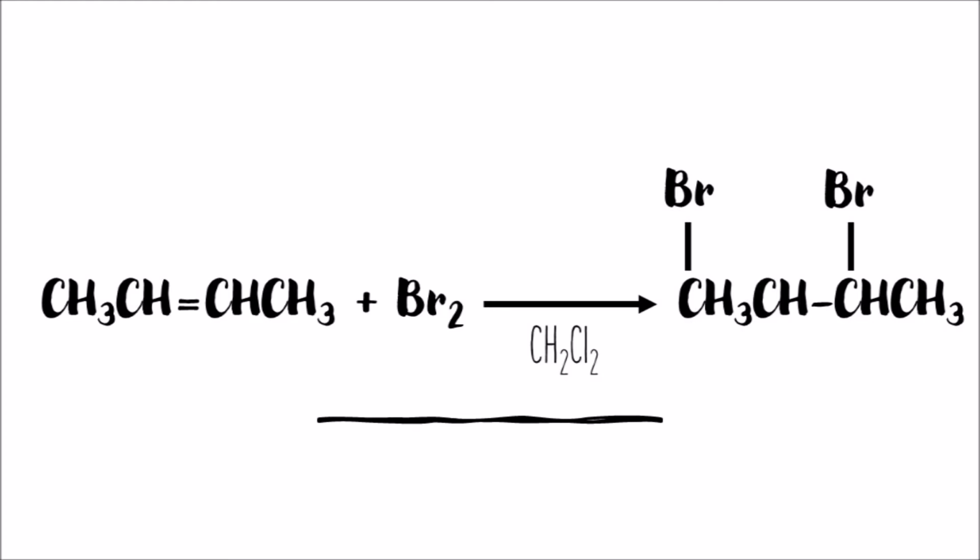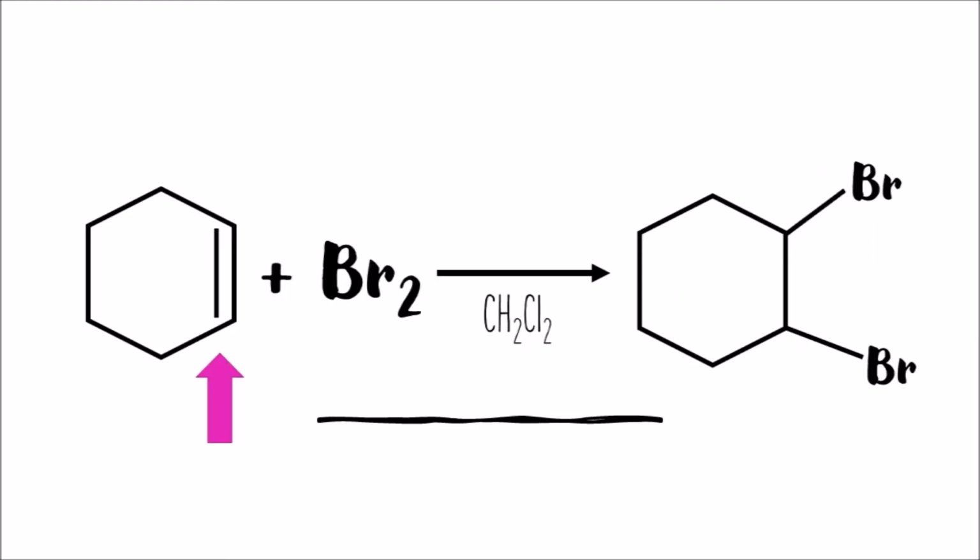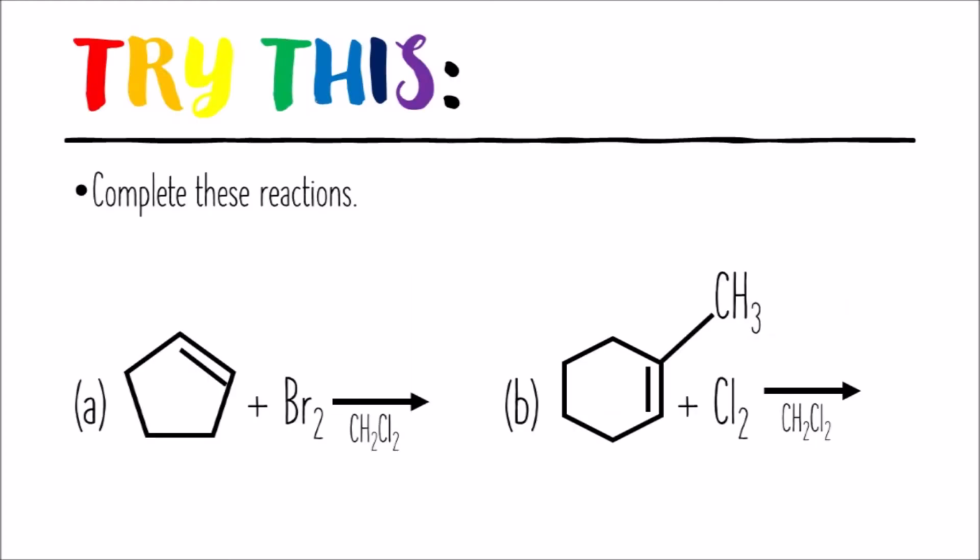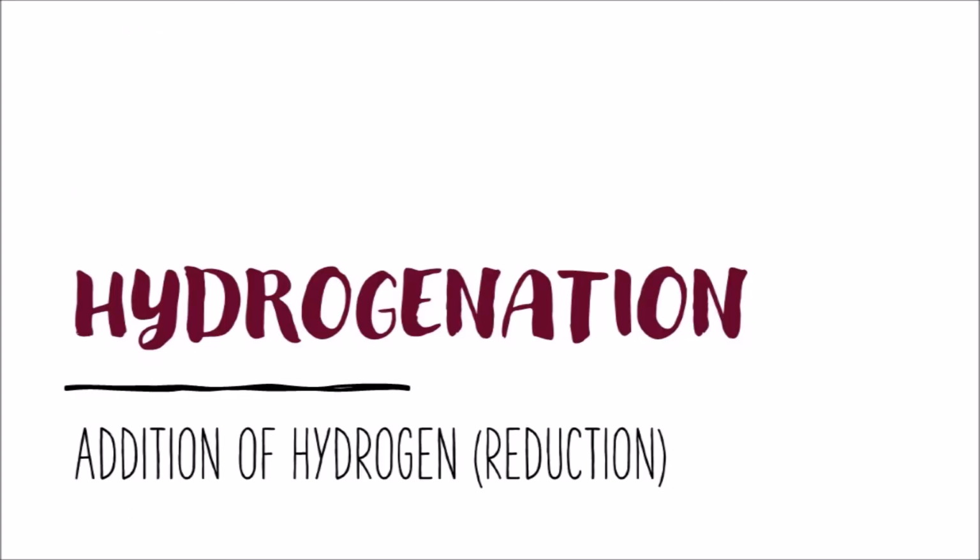And unlike alkanes, halogenation in alkenes can occur in room temperature. Now let's have a cyclohexene react with molecular bromine. In the product side, the double bond of the cyclohexene is replaced by 2 bromine atoms. Now pause the video and try solving these problems.